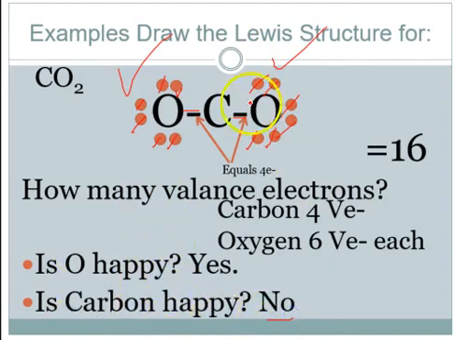Is carbon happy? And the answer to that is no, because carbon right now only has 4 electrons. Remember, each stick is worth 2 electrons, so carbon only has 4 electrons. So you've got to go to the rules. What do the rules say if you have too few electrons?